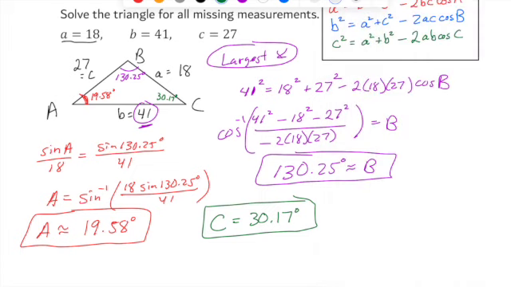That's the law of cosines for the side, side, side case. Again, my advice is if you're solving the side, side, side case, solve for the largest angle if you're using law of cosines. If you're using law of sines to find missing angles, find the smallest angle.